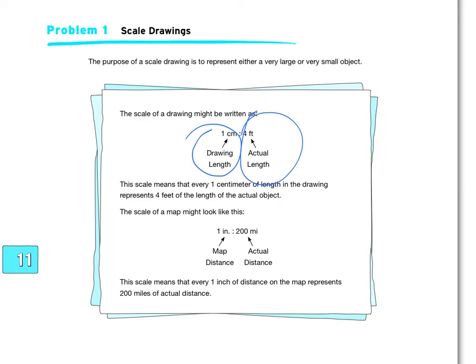The scale of a map might look like this. So if we have an inch on a map distance, it's 200 miles in the actual distance. So I went to visit my mom, Grandma Diane, so on the map it might look like an inch that I've driven, but really I've gone 200 miles over the river and through the woods to see Grandma Diane.